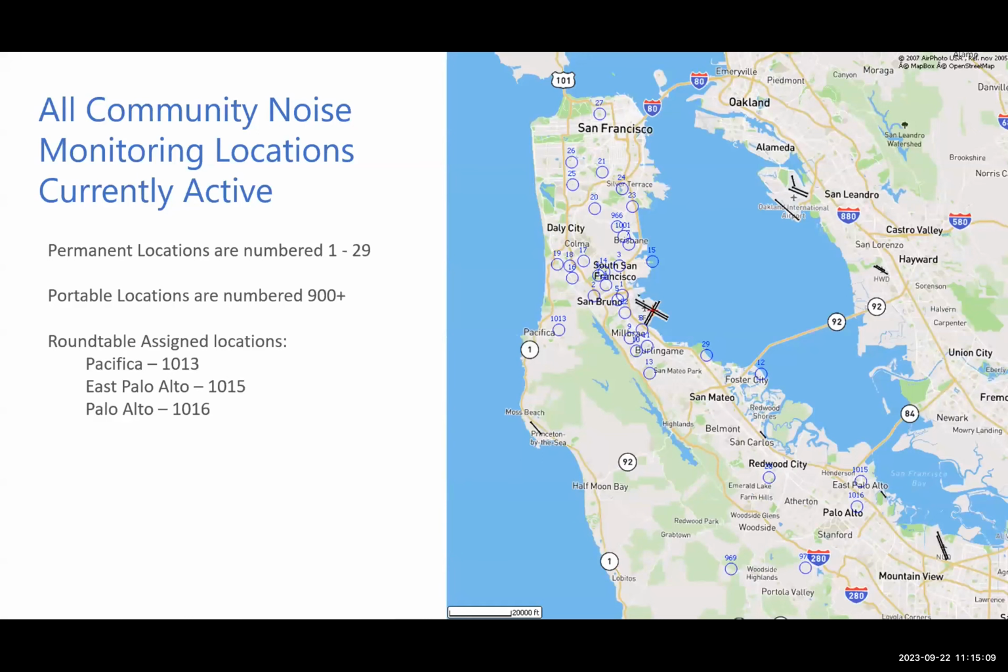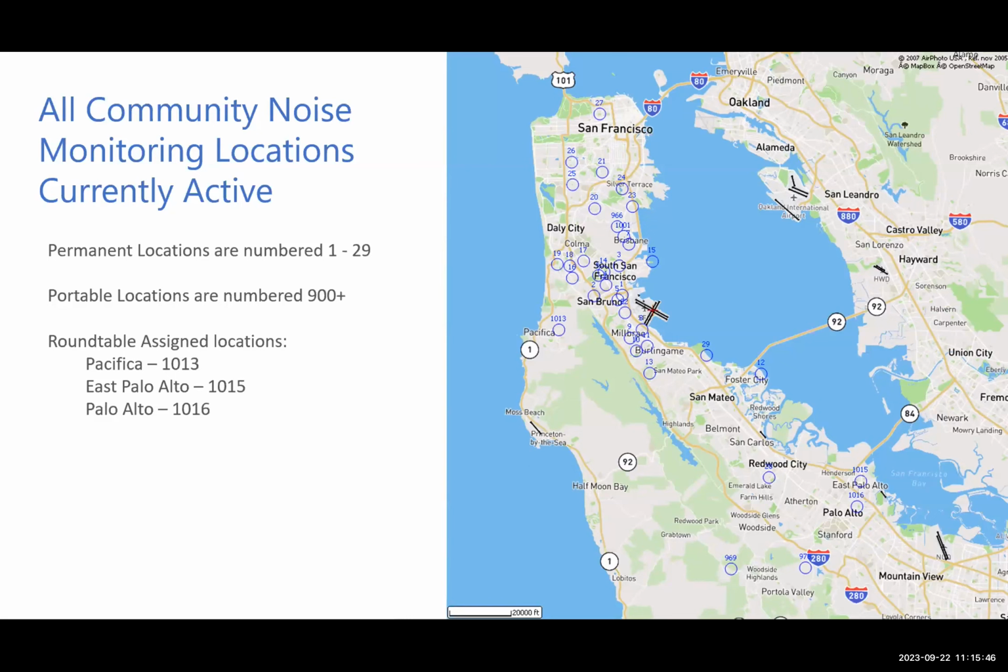What we're looking at right here is all of our current noise monitors. The lower numbered sites, 1 through 29, from Redwood City all the way up to the tip of San Francisco, are our permanent sites, meaning they have board foundations, and most have hardwired electrical and communication lines. The next series that we have are the 900 and above series.